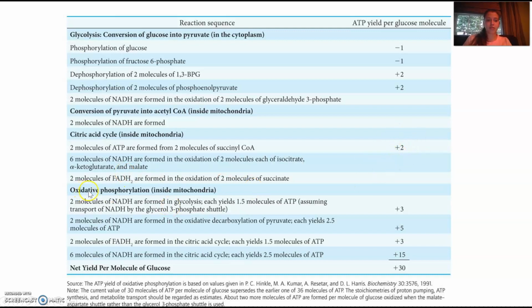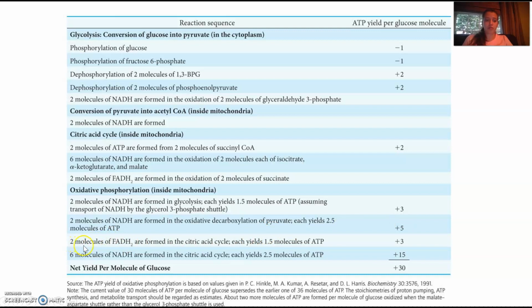And then we're getting down into oxidative phosphorylation, and now we're inside the mitochondria, of course. Glycolysis was in the cytoplasm, everything else is inside. We have 2 molecules of NADH, and they're finally being used, and they yield 1.5 molecules of ATP, and that's times 2, so 3. Then we have 2 molecules of NADH again, formed from the oxidative decarboxylation of pyruvate, which happened up here in the pyruvate dehydrogenase complex. Those are the leftovers, and they are used and form 2.5 molecules of ATP. This is twice, so 5.